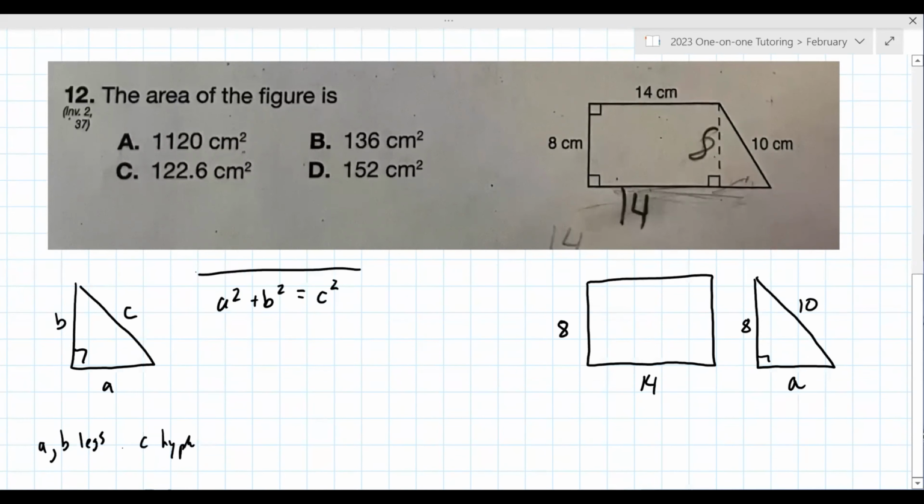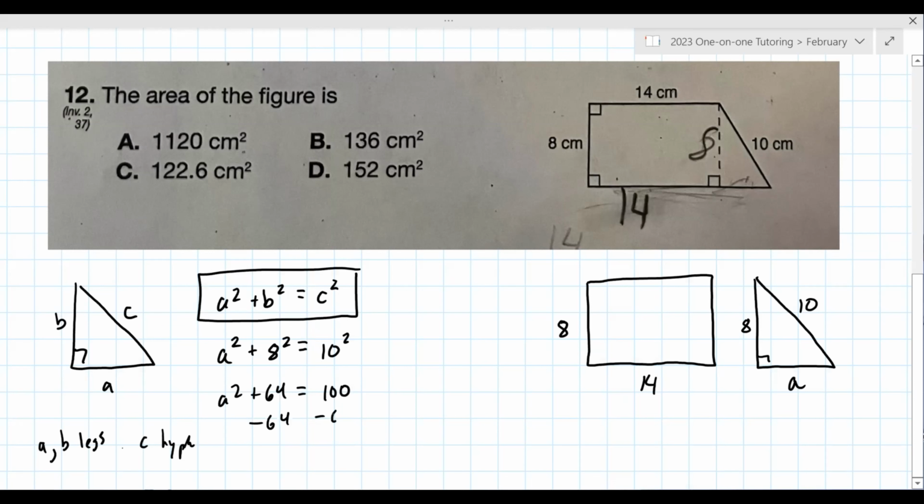Assume that you know how to do this. So you don't have A in your triangle, but you have B. B is 8, 8 squared. C is 10, 10 squared. A squared plus 64 equals 100. Subtract 64 from both sides. A squared is 36. So A equals the square root of 36, which is 6.